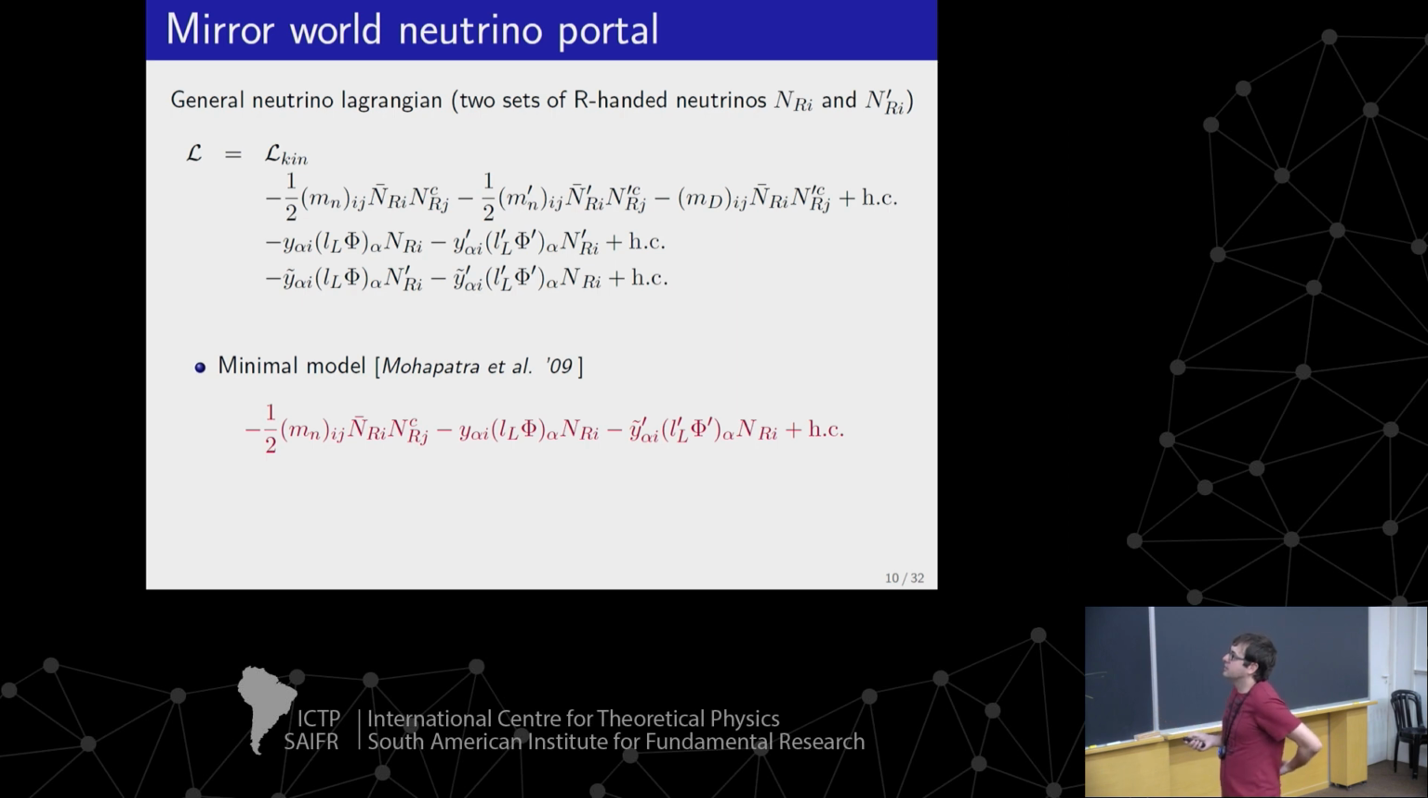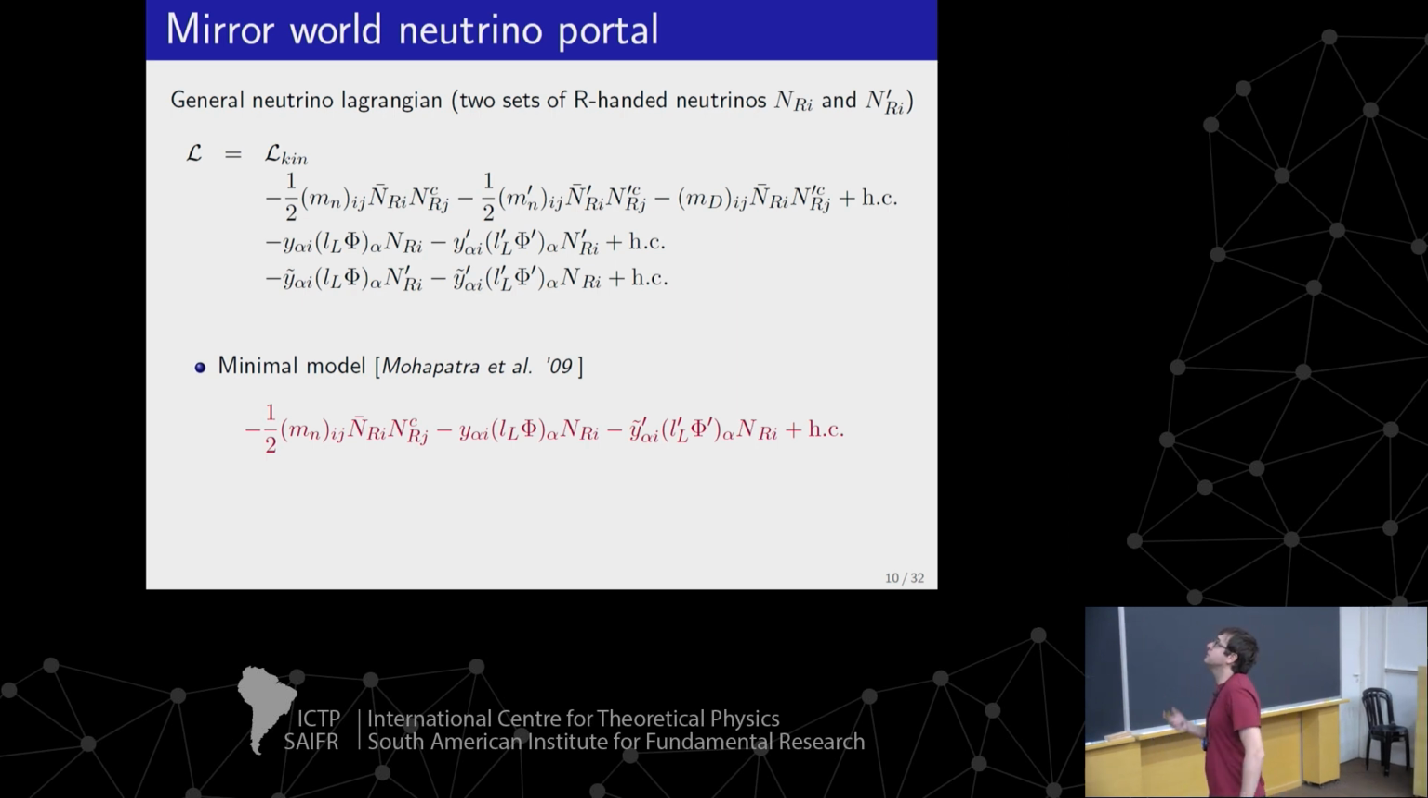People have studied this. Moha Patra et al. have studied leptogenesis in this context using this Lagrangian, but using a simplified version, considering only one set of right-handed neutrinos, their Majorana mass term, and their coupling to the standard model particles and to the mirror particles. This is the minimal thing you can think of. We have just one set, like three, because the distinction between this and mirror is for convenience; you cannot really distinguish those.